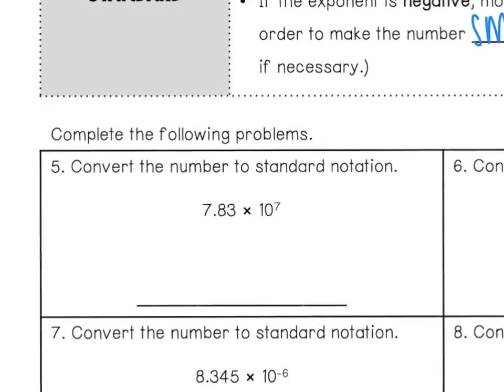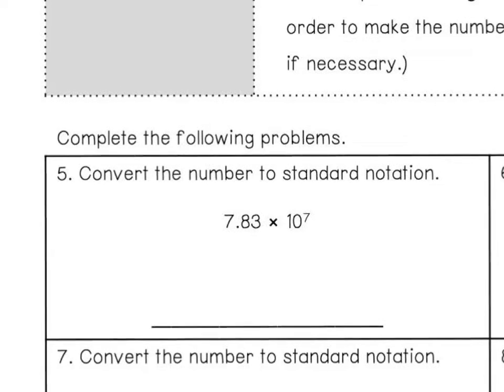So the first example, convert the number to standard notation. So we're going to look at our exponent, and we're going to move it 7 places, and it's positive, so that means we're going to move to the right.